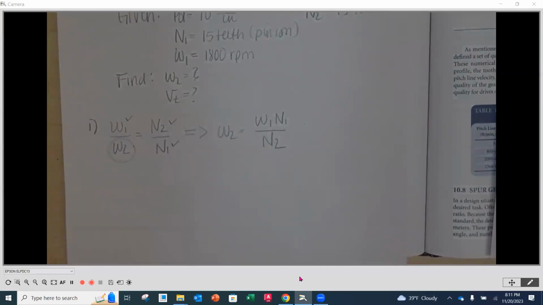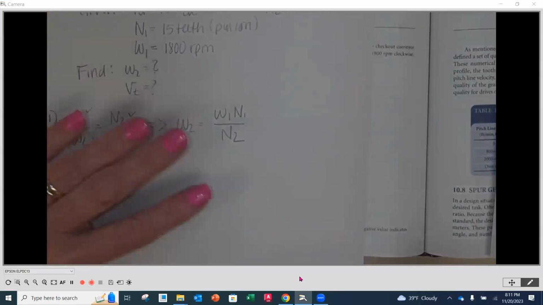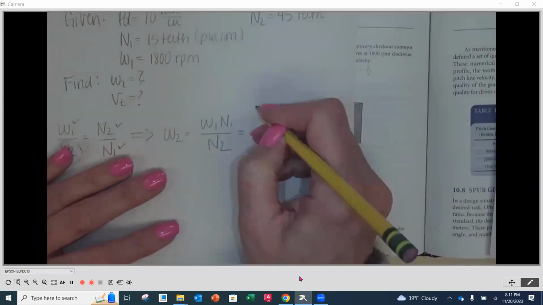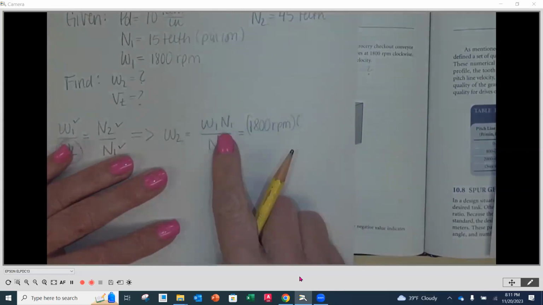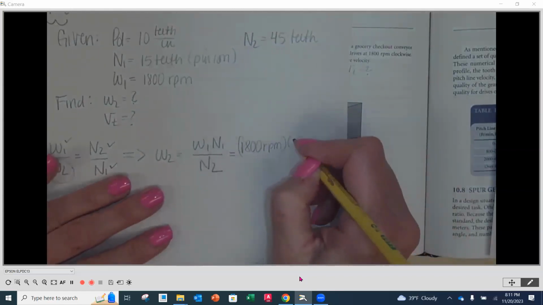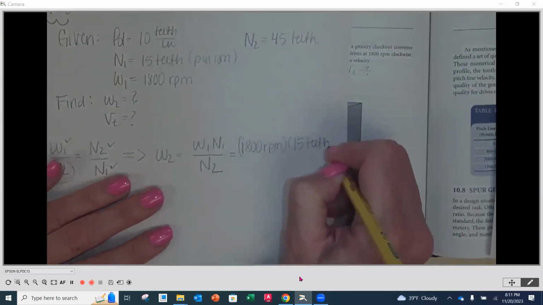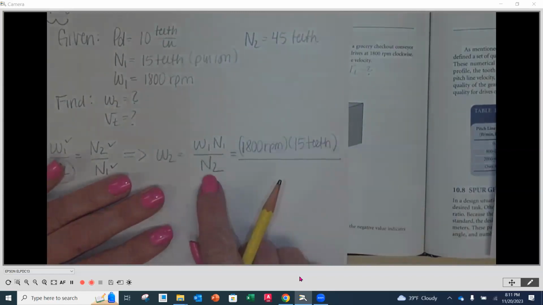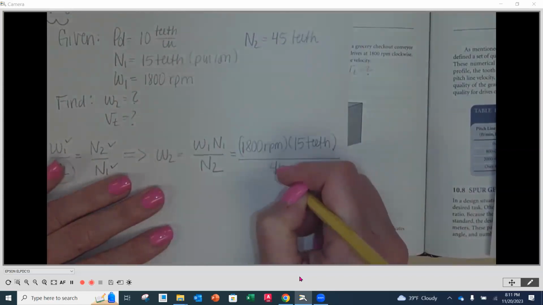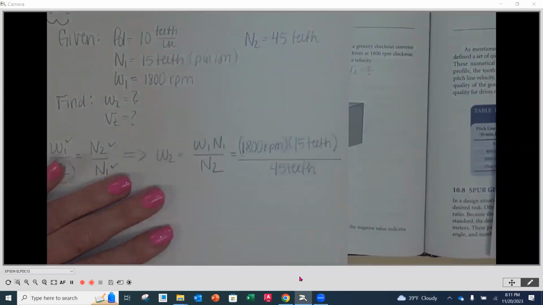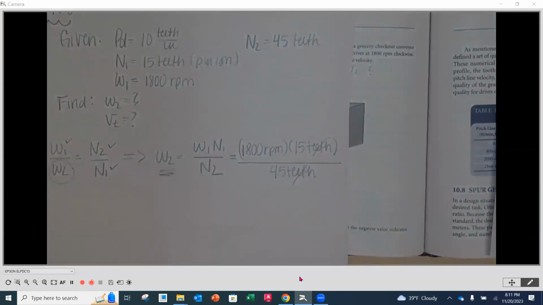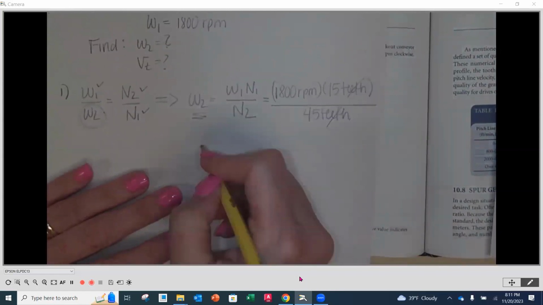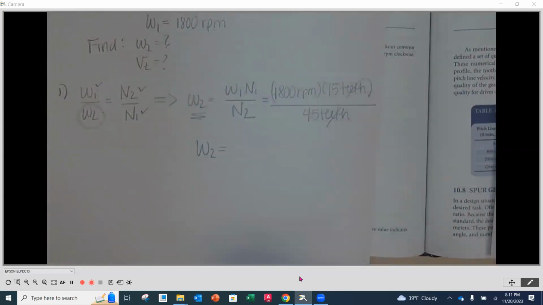So now we can just put our numbers in. We know W1, or our angular velocity of our pinion, is 1800 RPMs, multiplied by the number of teeth on the pinion, which is 15 teeth, divided by the number of teeth on our gear, which is 45 teeth. Teeth cancel out top to bottom, so we're left with RPM, which is what we're expecting for W2, so that's good. So now W2, take 1800 times 15 divided by 45.